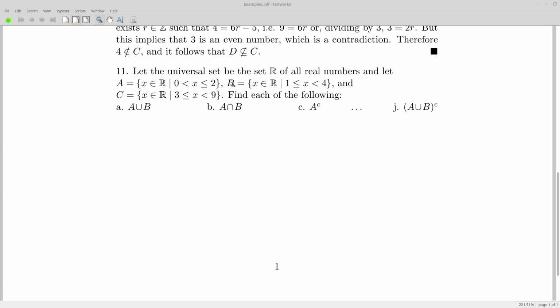Well, the union is going to be taking all of these guys together. These are two intervals and they overlap a bit. And so the smallest we're going to get is close to 0, and the largest we're going to get is close to 4. And so when we look at A union B, we're looking at numbers. Oh, and I've got a little bit of error here, so bear with me.